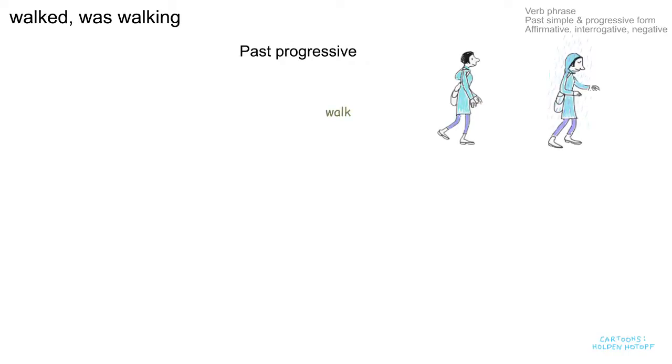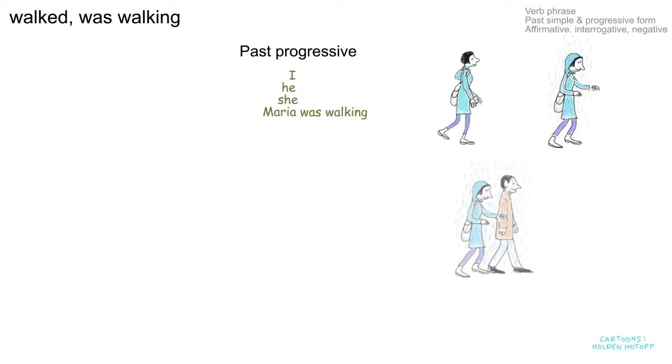I'm going to start with the past progressive, then I'll look at the past simple. Okay, here's Maria, and yesterday she was walking to college when it started to rain. So we have walk, add ing to make walking, then use was with I, he, she, or Maria. That's when it's one person.